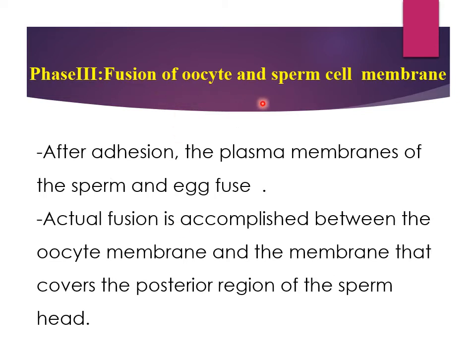During phase 3, fusion of the oocyte and sperm cell membranes will occur. After adhesion, the plasma membrane of the sperm and egg will fuse. This is actually accomplished between the oocyte membrane and the membrane that covers the posterior region of the sperm head.